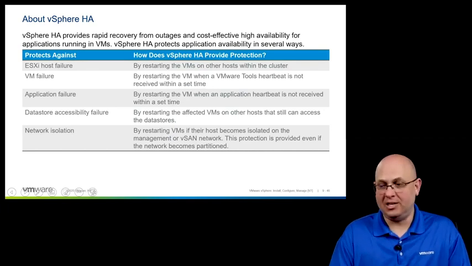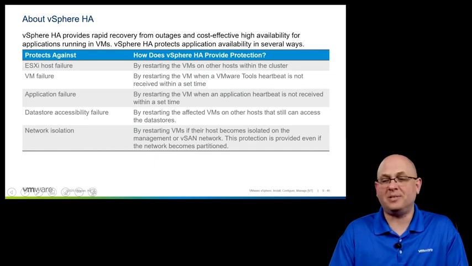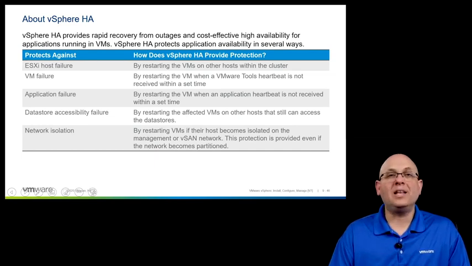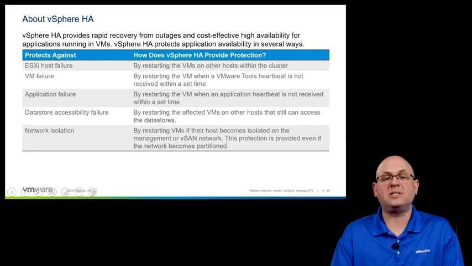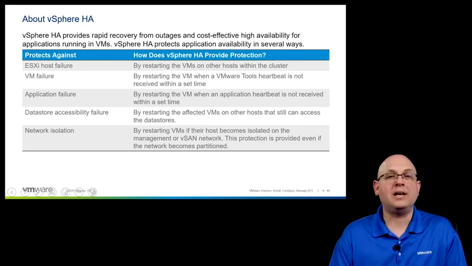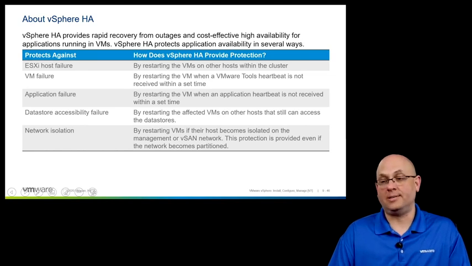So what does HA do? Well, it actually responds to several different types of events. We can look at ESXi host failure itself. What does HA do when an ESXi host fails? Well, it simply restarts the failed virtual machines on living and working hosts.